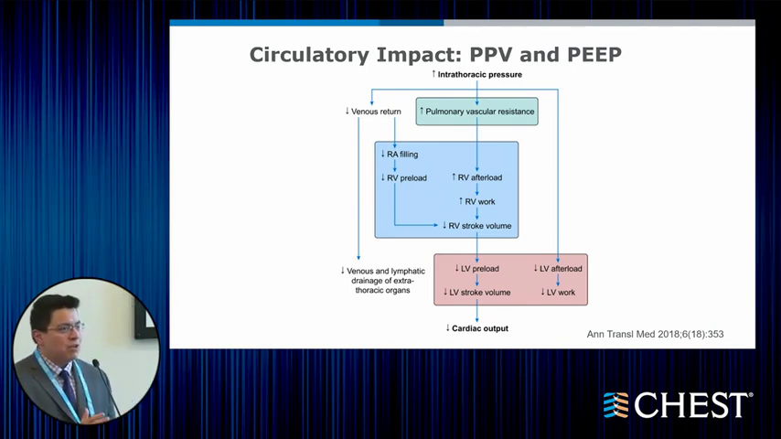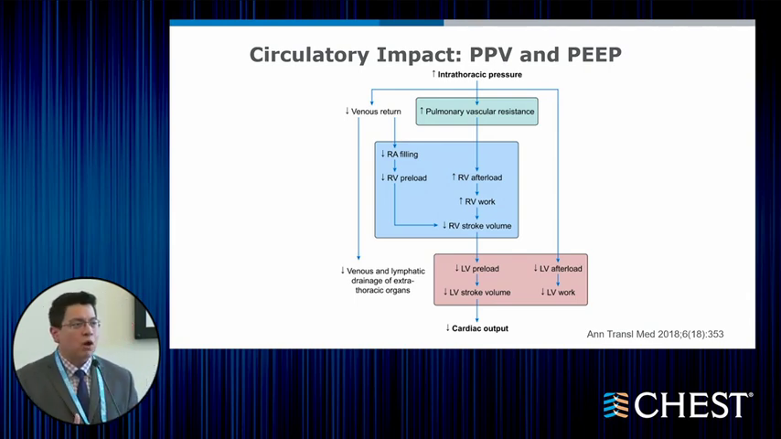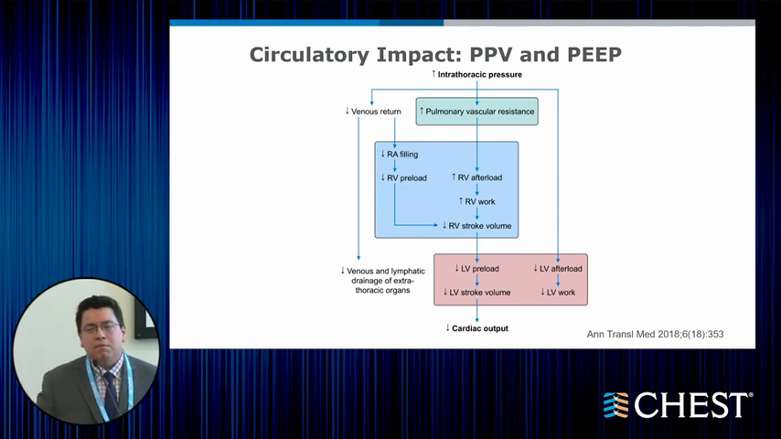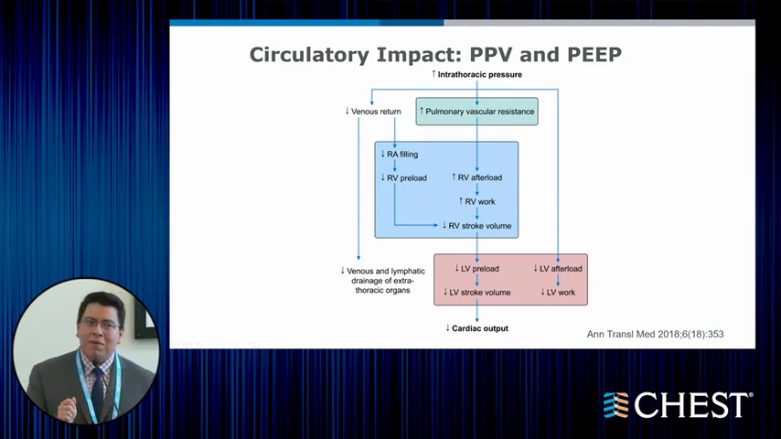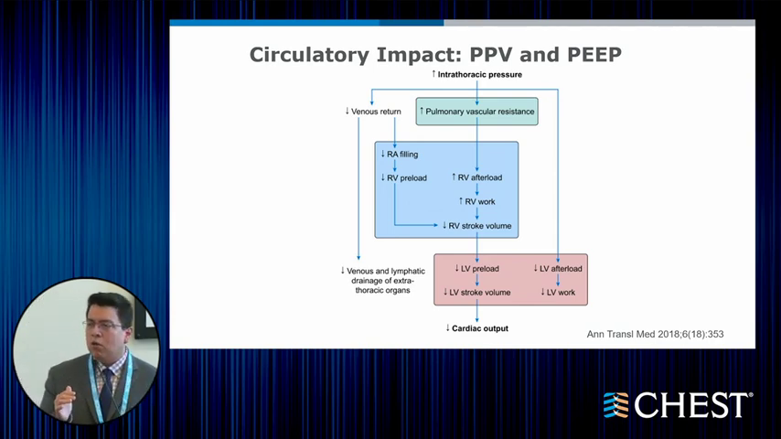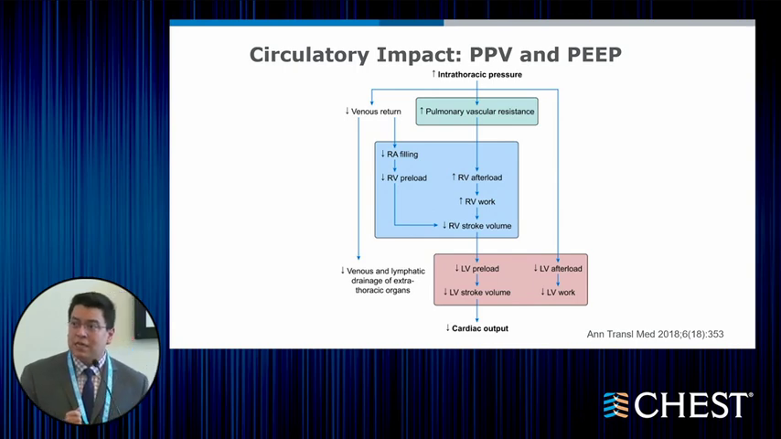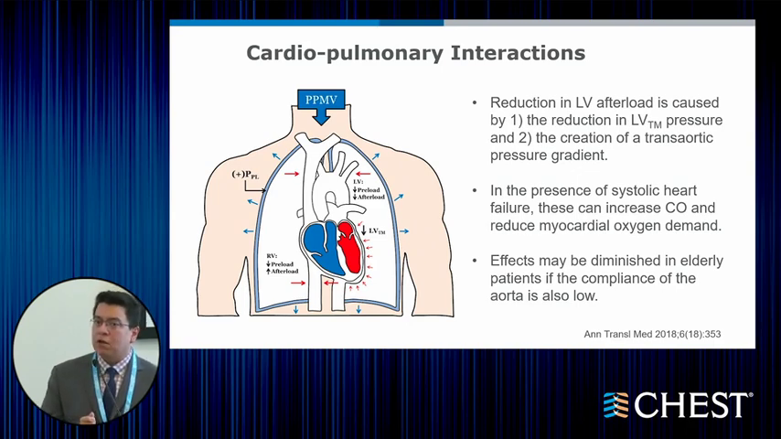So if you have a reduction in preload in the right ventricle, you will end up eventually with a reduction in preload of the left ventricle. The beauty here is that because of the positive pressure, the transmural pressure of the left ventricle is going to reduce. And that will actually reduce the left ventricular afterload and make the pumping of that left ventricle more efficient. So we have an overall effect of reduction in cardiac output, but the efficiency of left ventricular contractility is going to be improved. And we see that benefit in patients with systolic heart failure and volume overload.